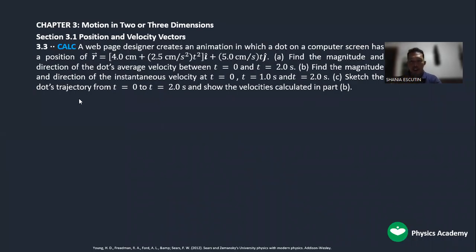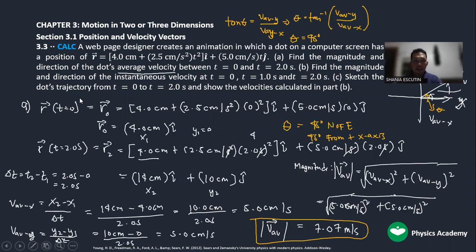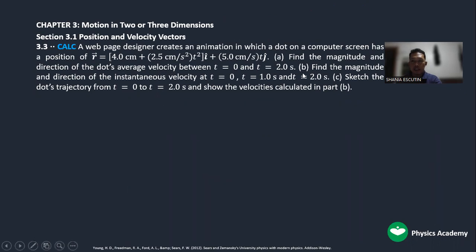So good day everyone. We already answered our part A. Now we're going to answer part B.